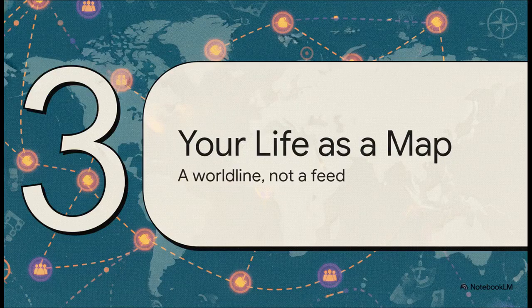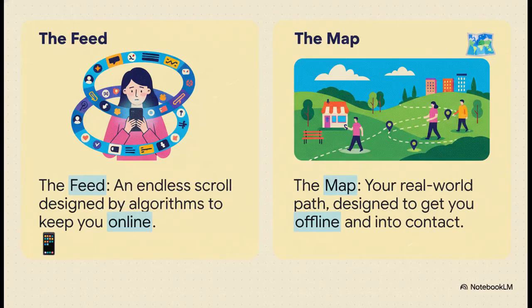Okay, so what does this actually look like for you, the user? What does it feel like to use an internet built on these dots? Well, for starters, you don't have a feed. Instead, you have a map, or to be more precise, a world line that actually traces your path through the real world. And this is the absolute core difference right here.